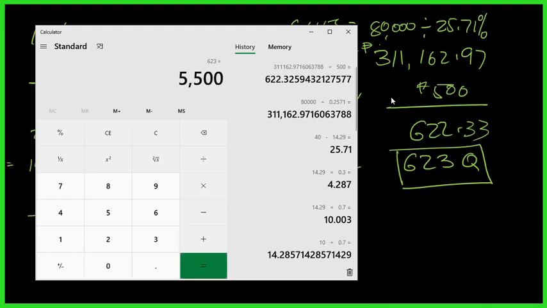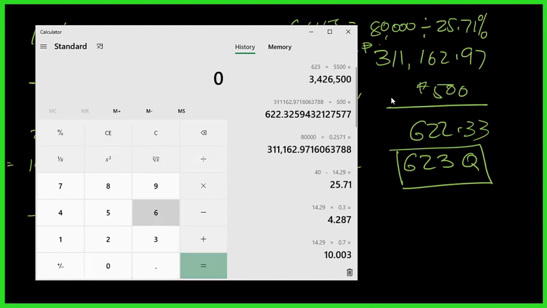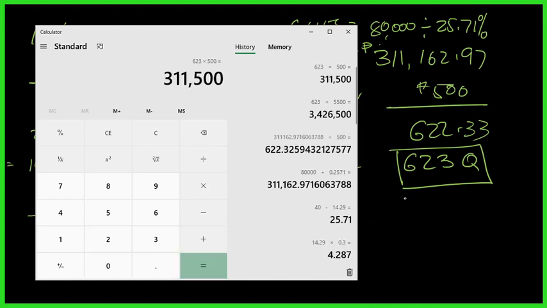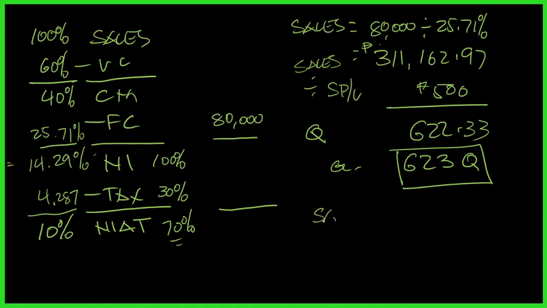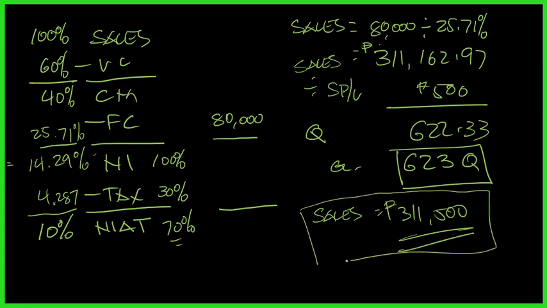623 times 500. Oh, pahiya ako. 623 times 500 is 311,500 nga. Okay, so you should have at least sales of 311,500, or we should sell at least 623 units. So you will have a net income of at least 10% of your sales, and that is net income after tax of 30%. Okay po. So, ayun.